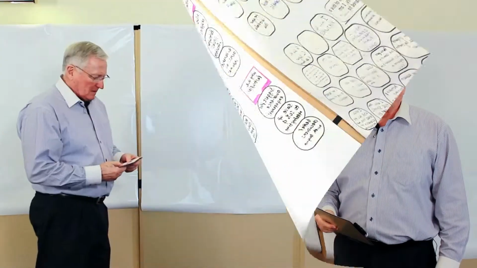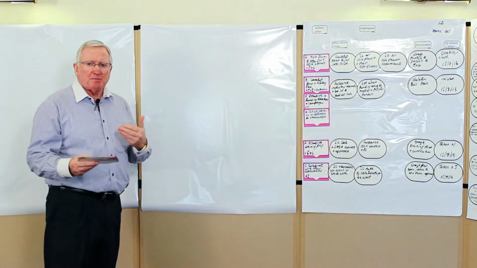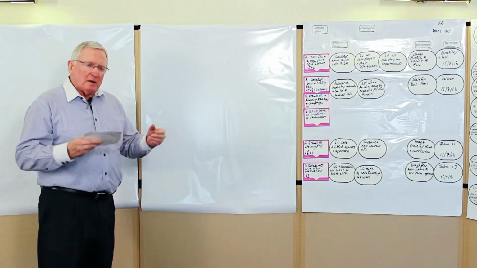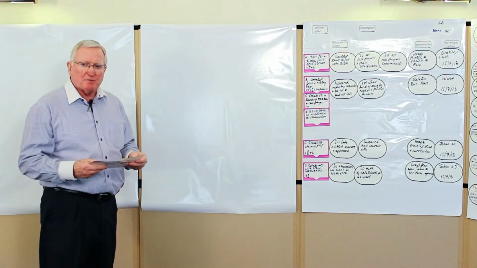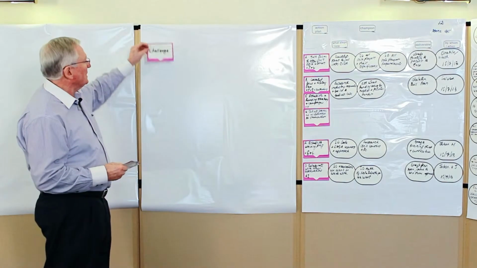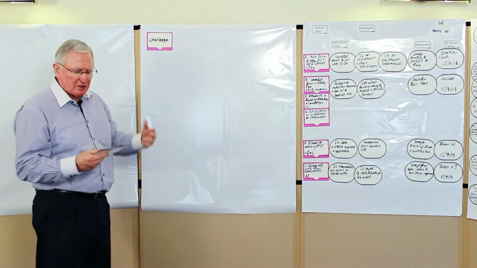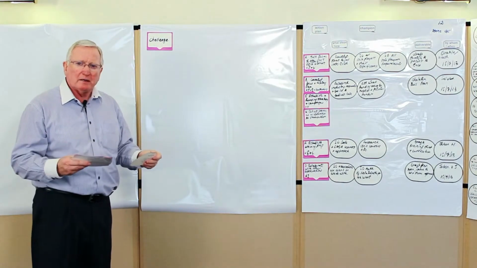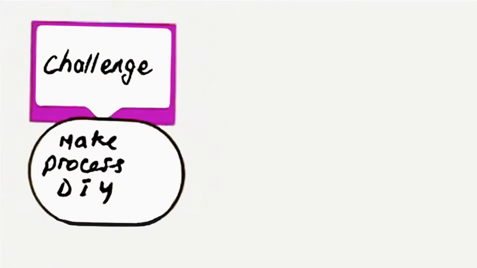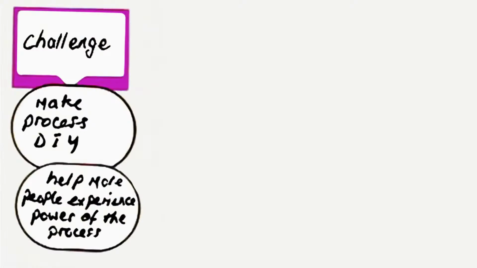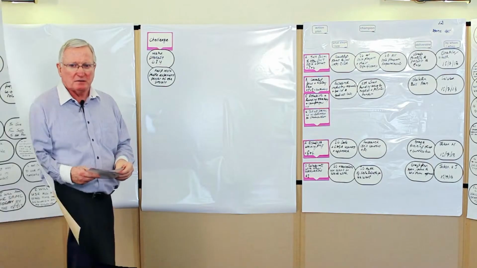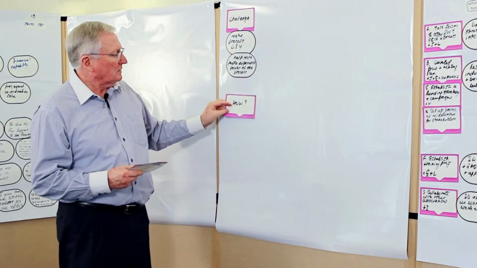Having spoken about Participlan in the previous clip, it's quite obvious that what we are trying to achieve is to get this process to be much more acceptable to larger and broader groups of people. So the challenge is how to make the whole process much more do-it-yourself as a type of process. And how do we help more and more people have an experience of the power of this process? And that's what really challenged us. So how do we do this?